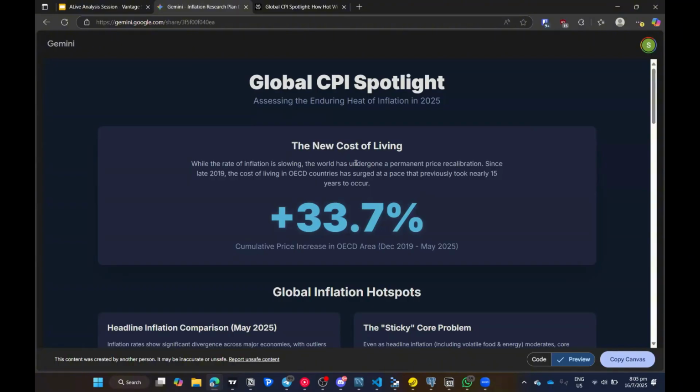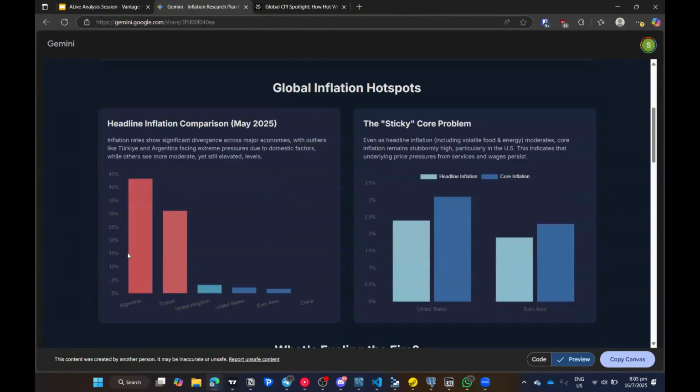The key headline is that since 2019, the cumulative price increase in the OECD area, most of the developed countries, is 33.7% over the last 6 years. Of course, there are certain countries like Argentina and Turkey experiencing high amounts of inflation year on year. But what we are more concerned about is that the United States inflation rate has decreased all the way back down to 2.4.